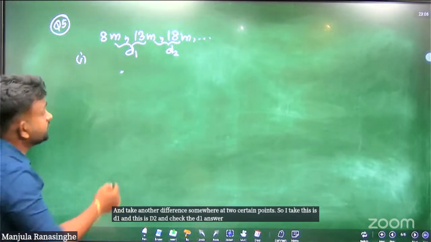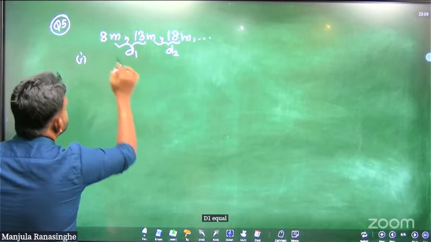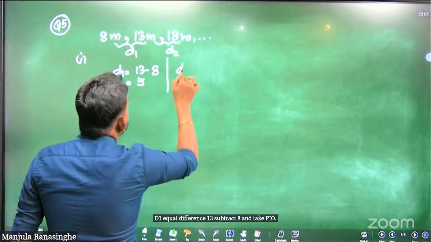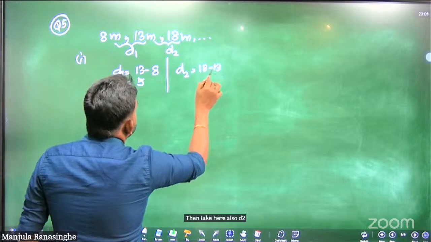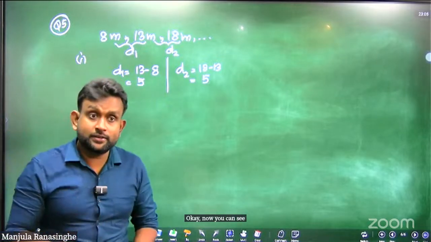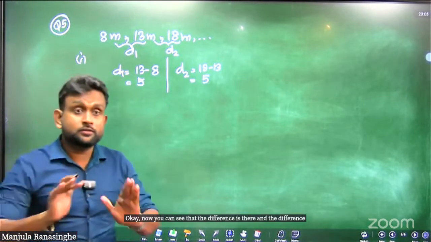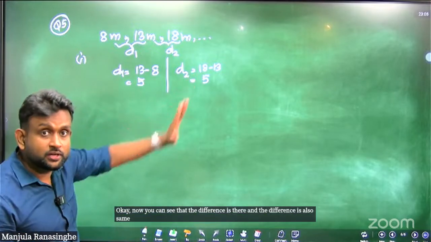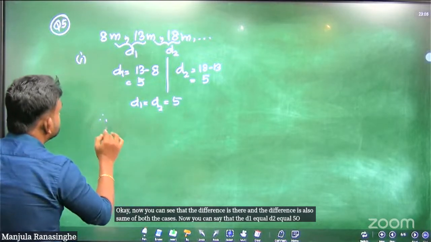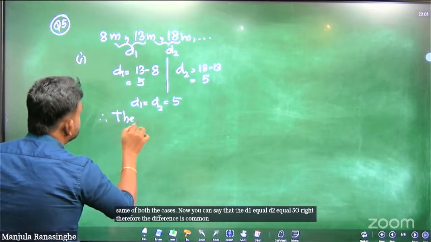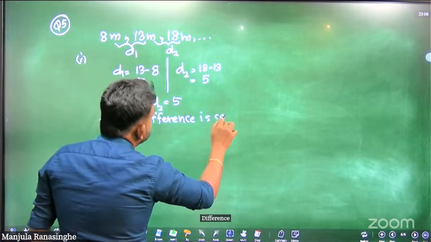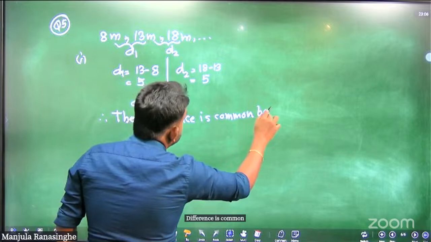So how to check D1? D1 equals 13 subtract 8, that is 5. Then take D2 here also, 18 subtract 13, that is also 5. Now you can see the difference is the same in both cases. Now you can say that D1 equals D2 equals 5, right? Therefore, the difference is common between the terms.